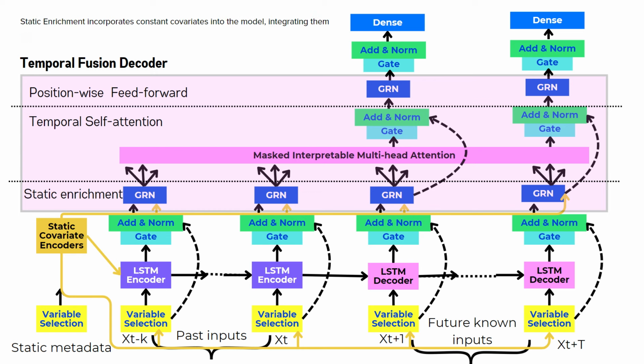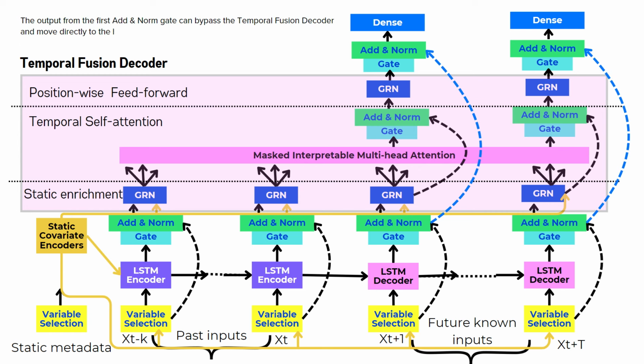Then we have the static enrichment. If you didn't see it, it's over here. It's the last part of the Temporal Fusion decoder. And this involves incorporating the static covariates into the model, so these covariates are the ones that are constant over time. The static covariate encoders process these features and integrate them with the dynamic temporal units. This enriches the model's understanding, allowing it to make better decisions, and this step ensures that both stable and variable aspects of the data are considered.